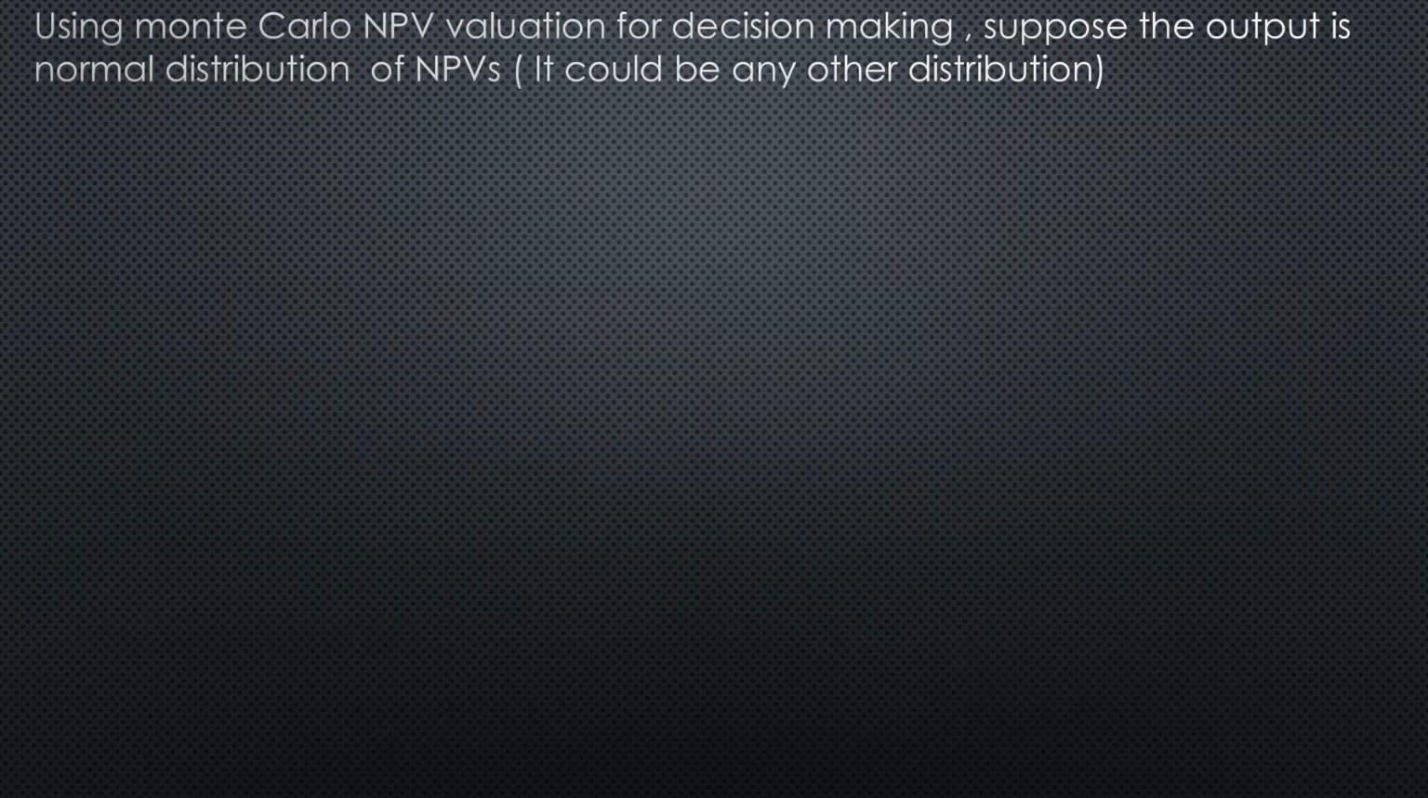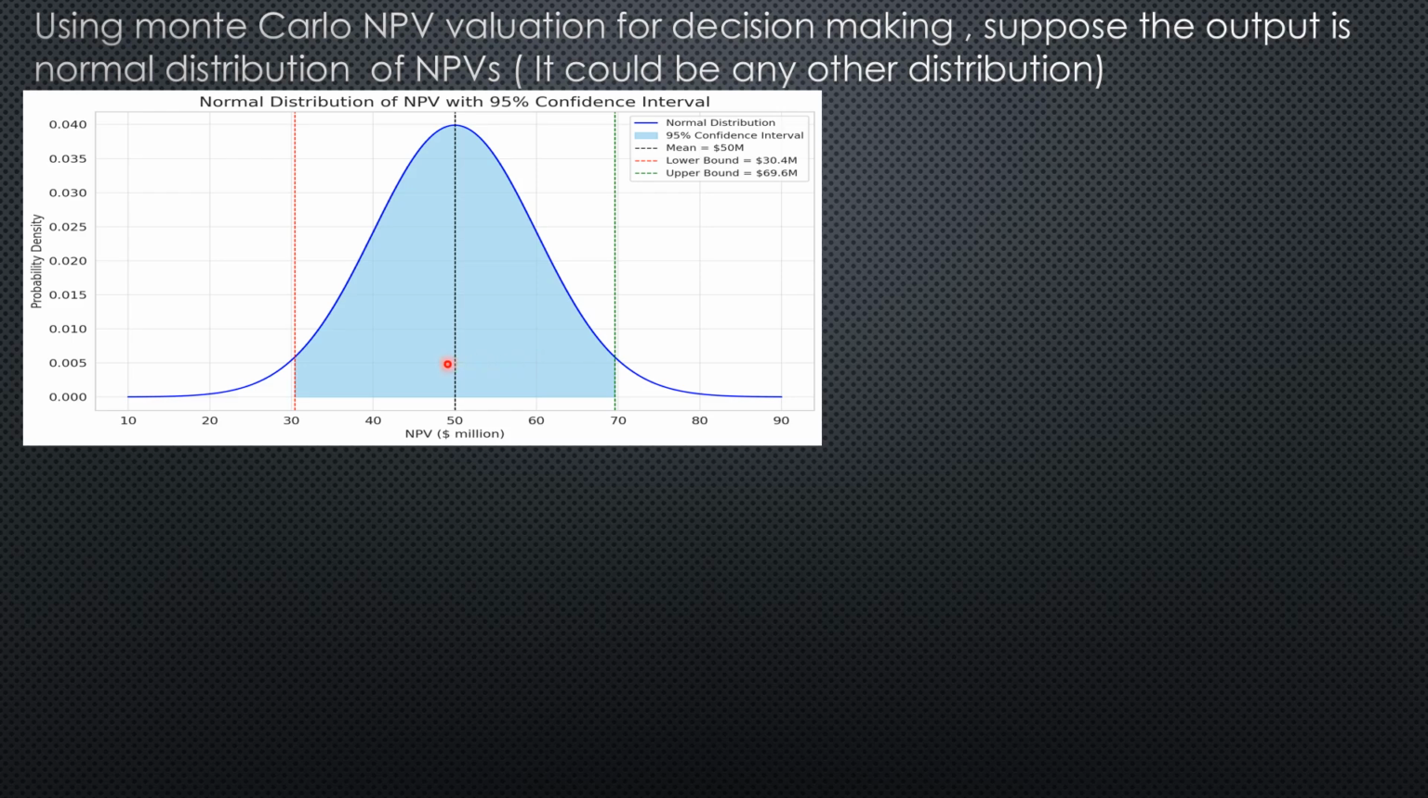Now, how to use Monte Carlo NPV valuation for decision making? Suppose the output is a normal distribution of NPVs. Of course, it could be any other distribution. Now, this shows the normal distribution of the NPVs. The blue shaded region is the 95% confidence interval. That means the total area represents the total probability of 1, and this shaded region reflects the cumulative probability of 95%. It starts from 30.4 million, the low bound is 30.4 million, and ends at 69.6 million, and the mean is 50 million. And this unshaded region represents 5% of the cumulative probability, 2.5% on the left side and 2.5% on the right side.